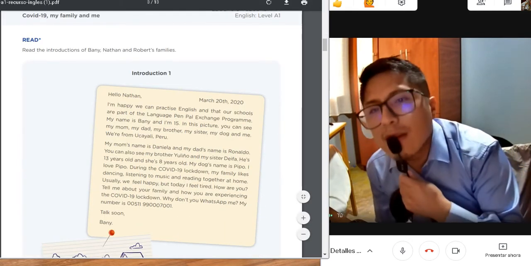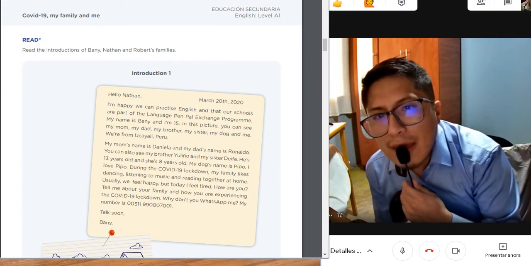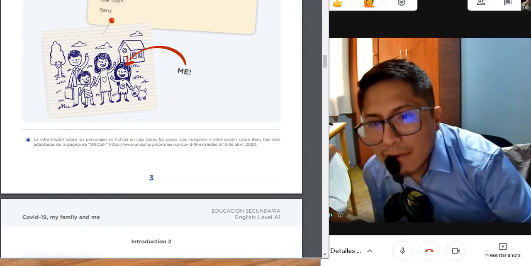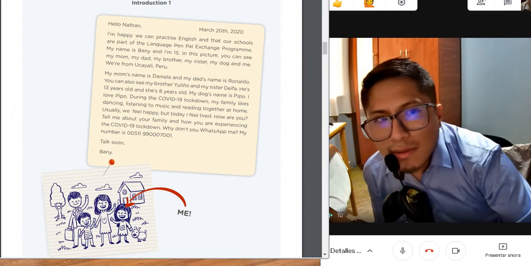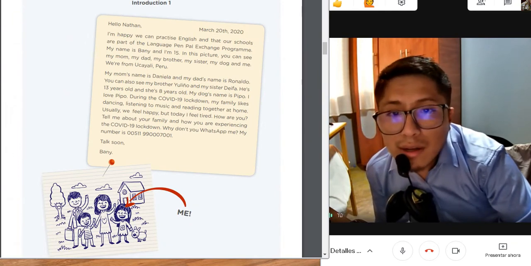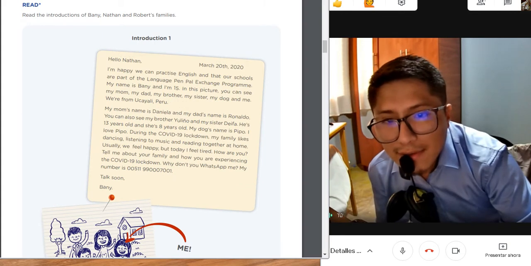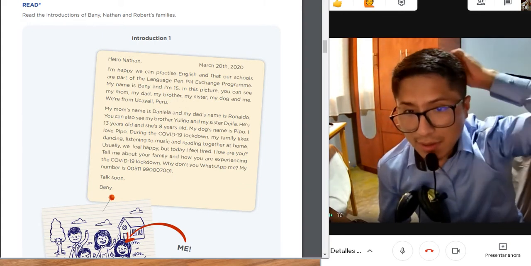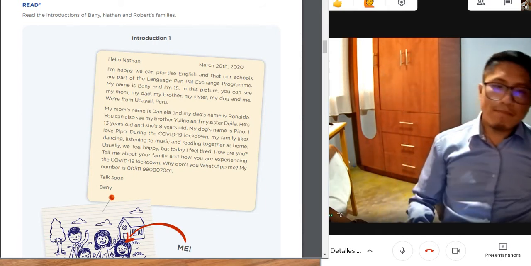Now, read instructions of Bunny, Nathan, and Robert's family. So, you have 40 seconds to read purposely. 40 segundos para poder leer y luego verificar la pronunciación con mi ayuda. Okay, so you can start.